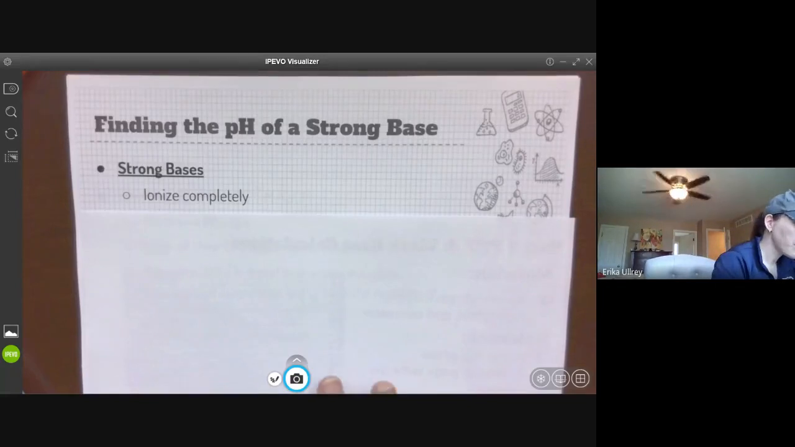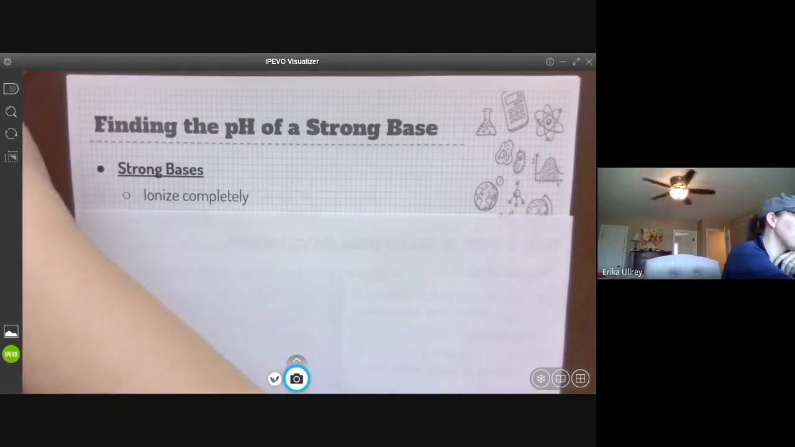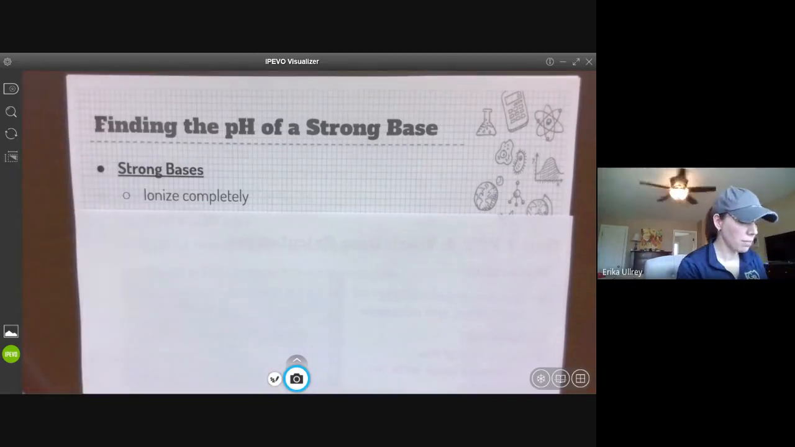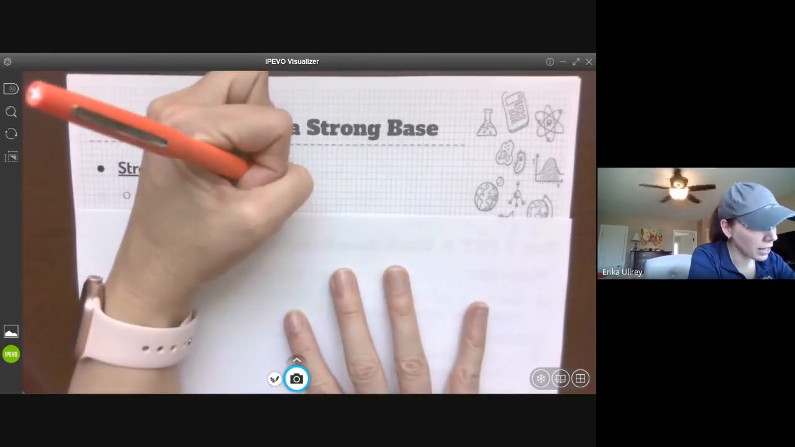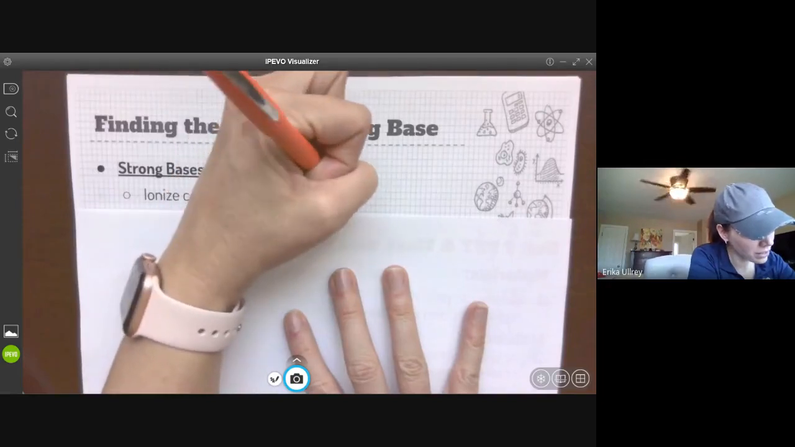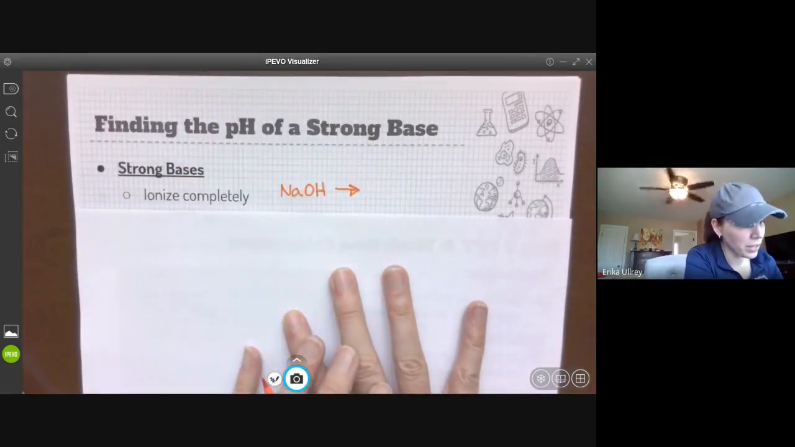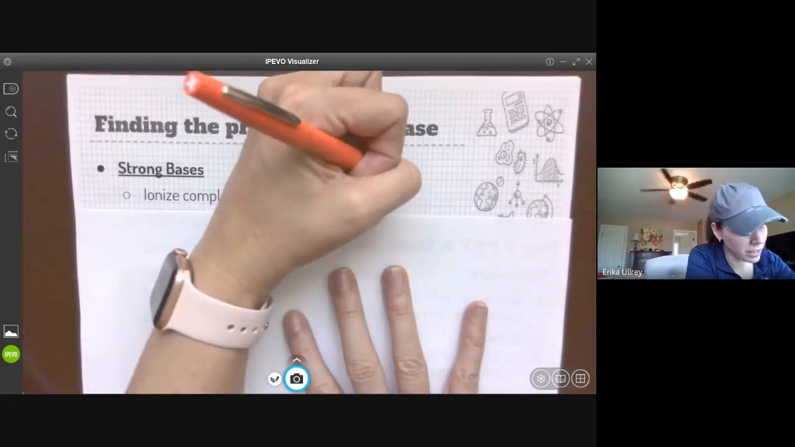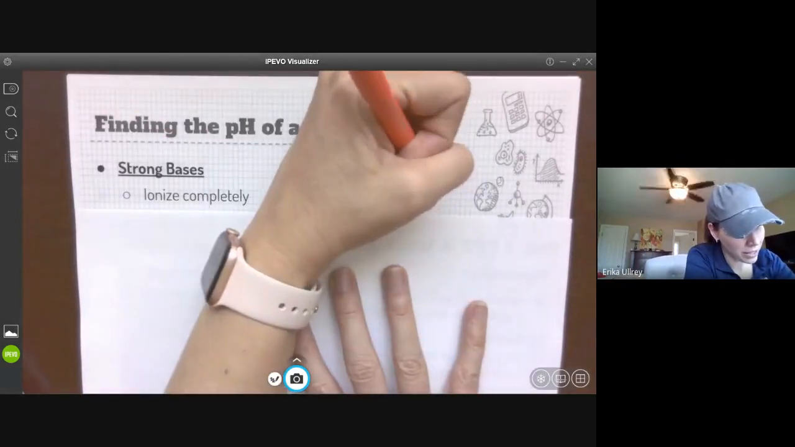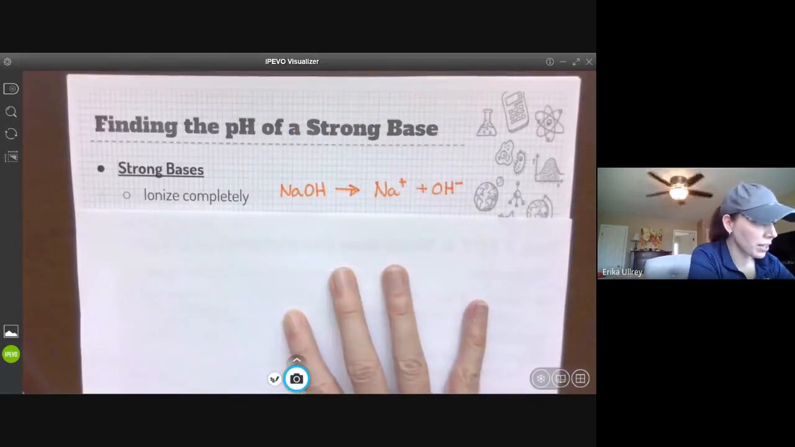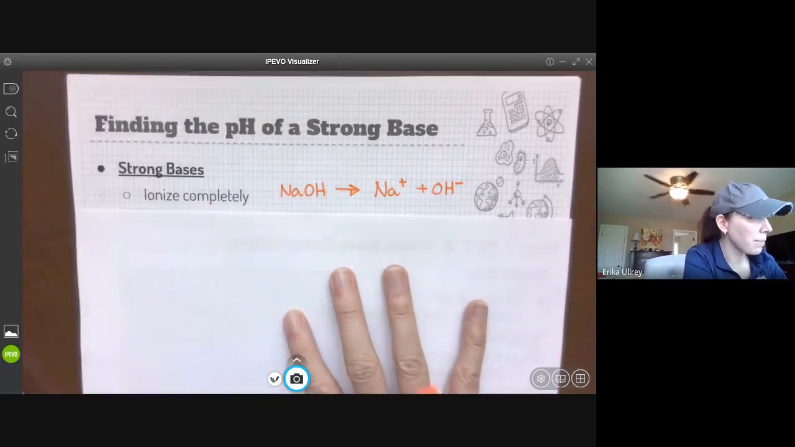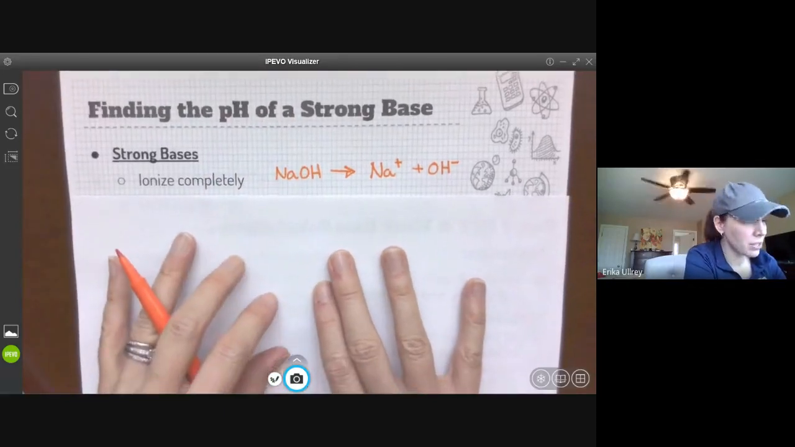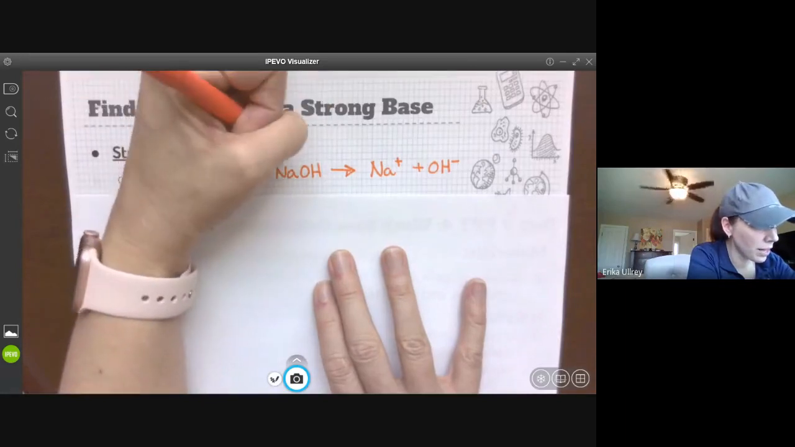So a strong base, just like strong acids, completely dissociates, or completely ionizes, when we put it into solution. The way that works with a strong base, NaOH, is that we get complete dissociation between the metal ion and the hydroxide ion. The generic formula for strong bases, so with acids it's HA, with bases we do MOH.